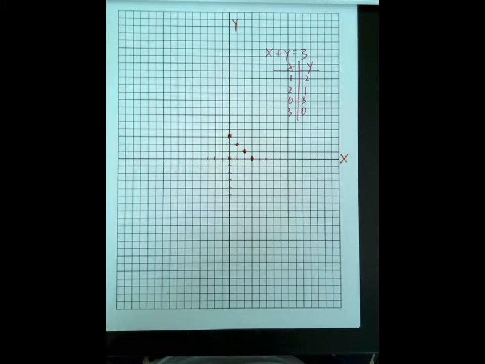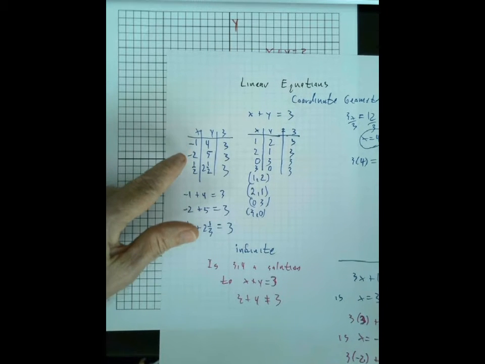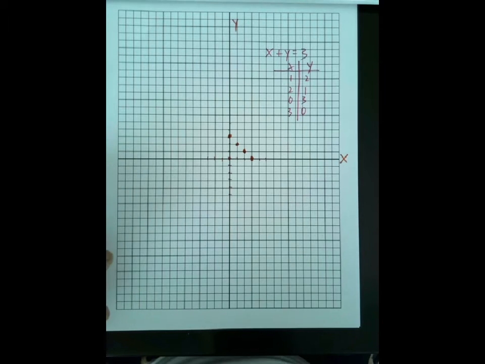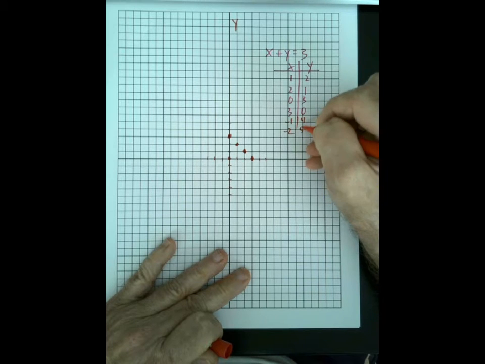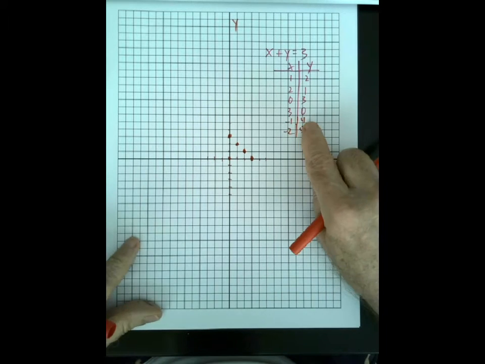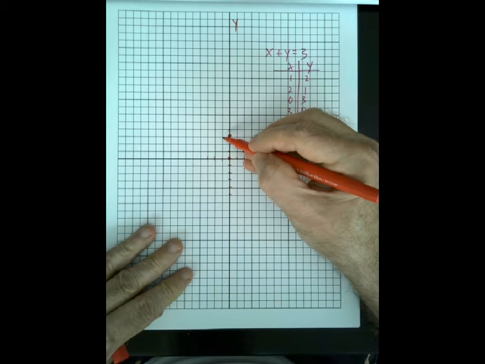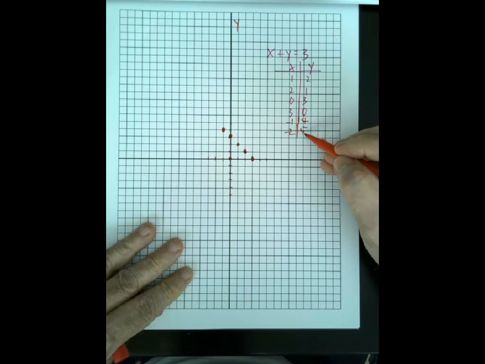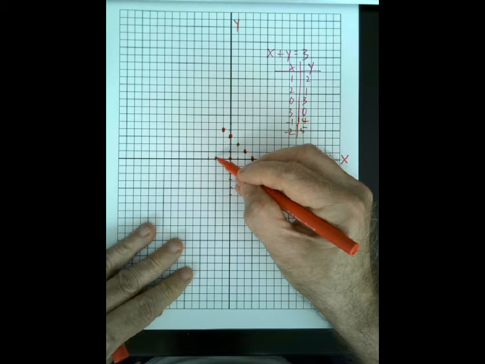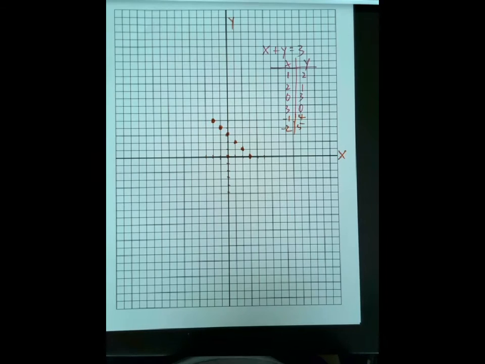Now we can even check some of the other points that we found. For example, we had negative 1, 4 and negative 2, 5, right? To plot negative 1, 4, go 1 to the left and up 1, 2, 3, 4, because remember, always do the horizontal first. And then negative 2, 5: 2 to the left, and up 1, 2, 3, 4, 5. That's how that works, and any other combination of numbers here.